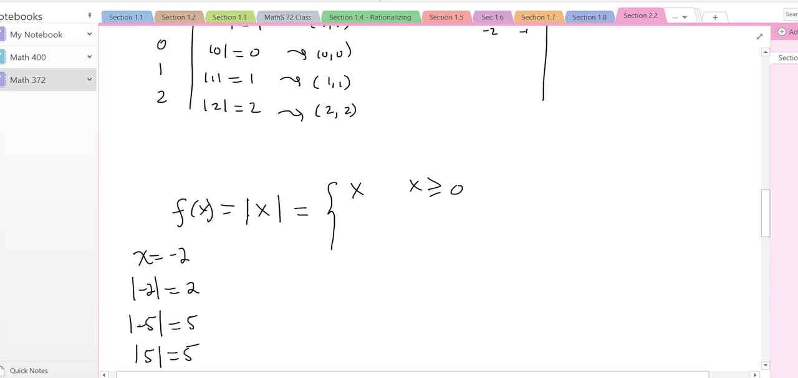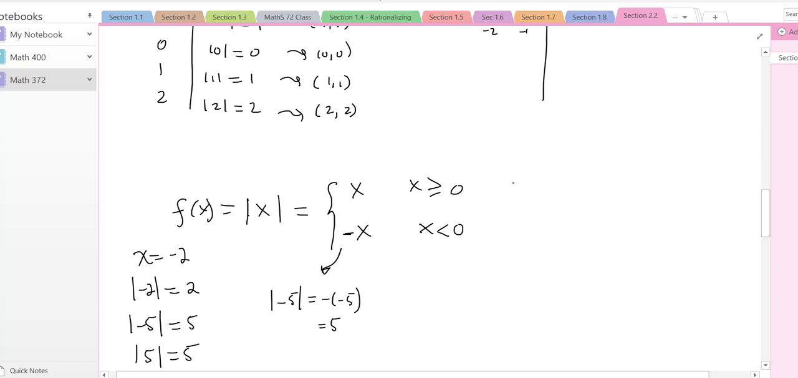It's just when you get a negative number in there, so when x is less than 0, what are you doing, right? When x is -2, the absolute value of -2 is 2, so you're giving me the opposite. When x is -5, the opposite of -5 is 5. So when x is negative, we're getting the opposite of x, so negative x. So if you think about it, the absolute value of -5 is really the opposite of -5, which is +5.